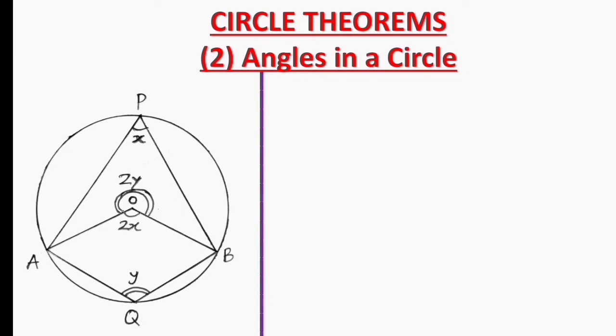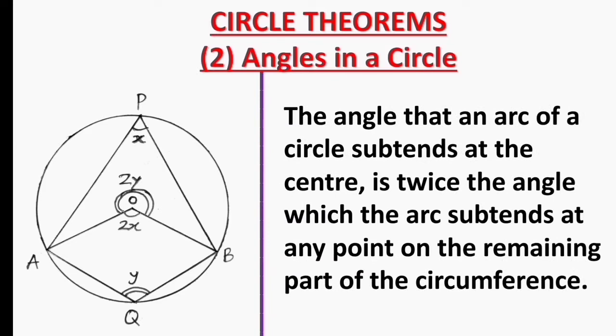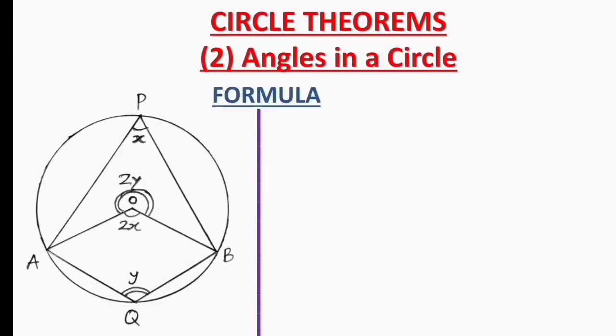Circle theorem number 2, angles in a circle. From the statement, the angle that an arc of a circle subtends at the center is twice the angle which the arc subtends at any point on the remaining part of the circumference. Some formulas attached to theorem number 2 are as follows. Number 1 formula, the angle AOB is equal to 2 times the angle APB.